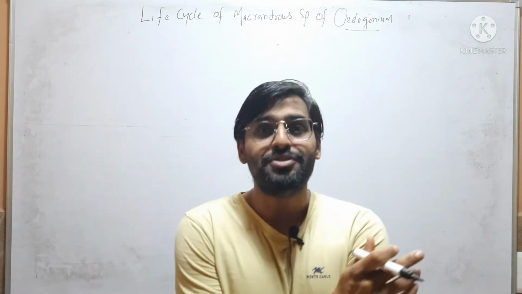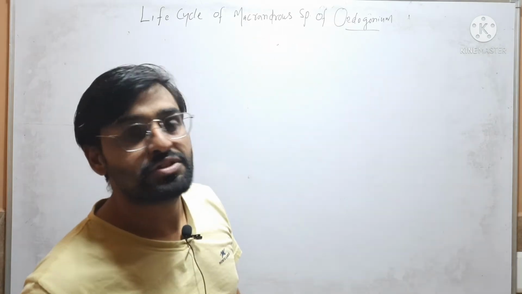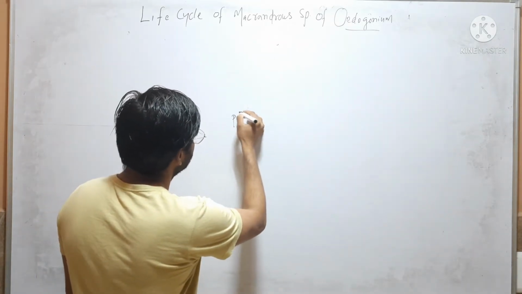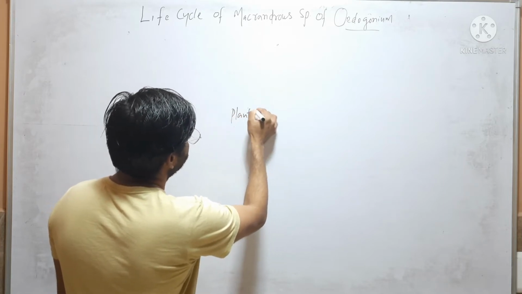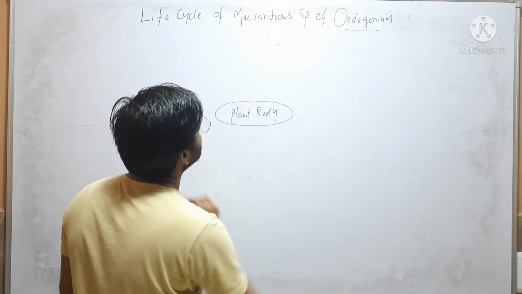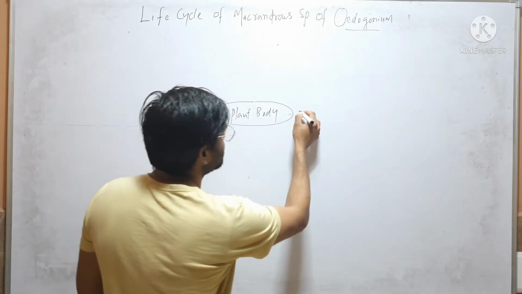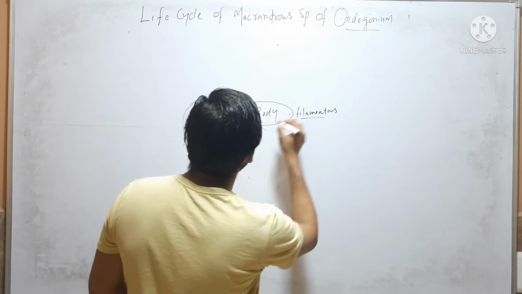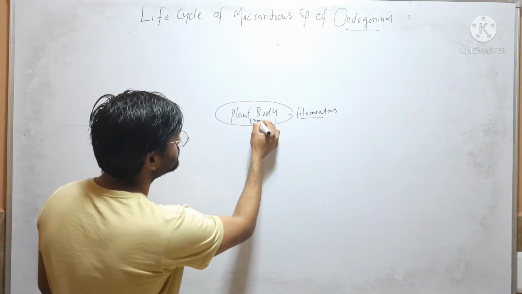Hello friends, in this video we will discuss the life cycle of Macrandrous species of Oedogonium. So this is the plant body of Macrandrous species of Oedogonium. We know that it is a filament. So the plant body is filamentous and this plant body is haploid.